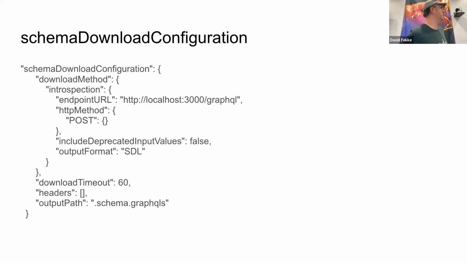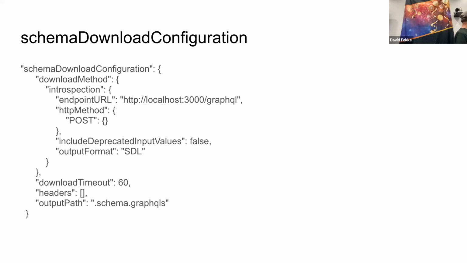So this is what the schema download configuration looked like for me. The endpoint URL I'm using here is localhost:3000 for the Fastify server. And then it's going to use the HTTP POST method to actually go out and essentially introspect and get the SDL for the application. And then here I'm specifying SDL as the format that I want, so it actually will create an SDL formatted schema definition.